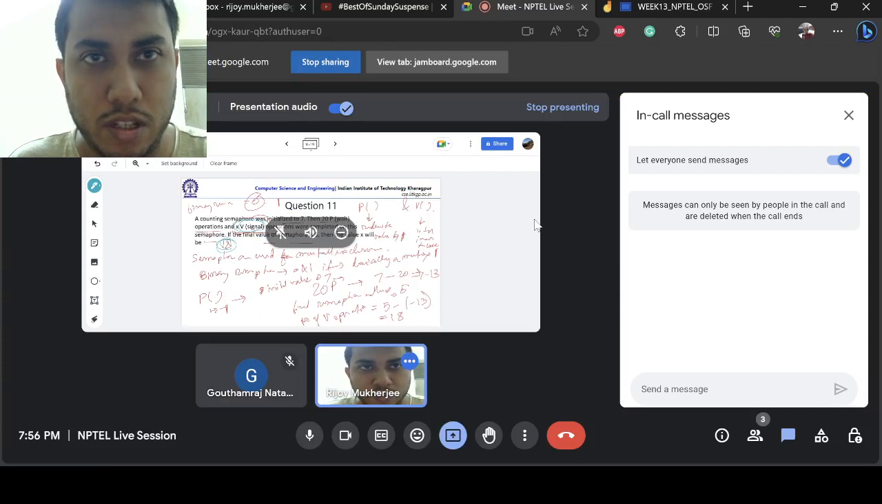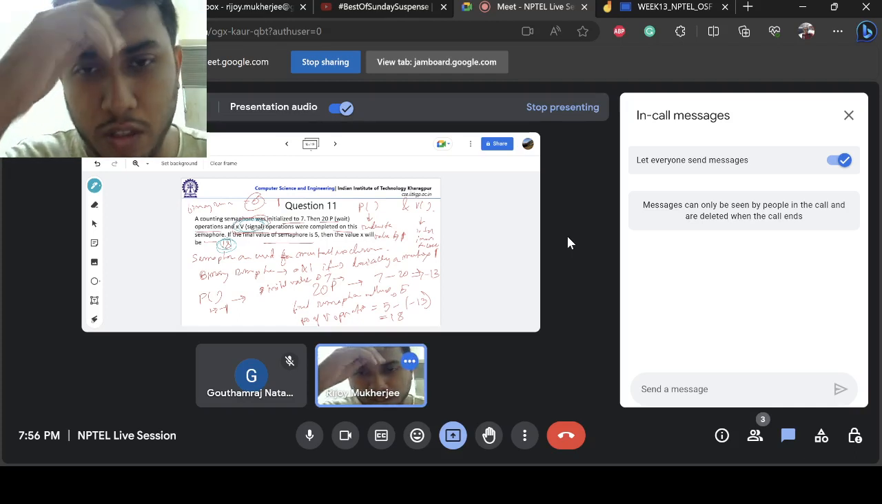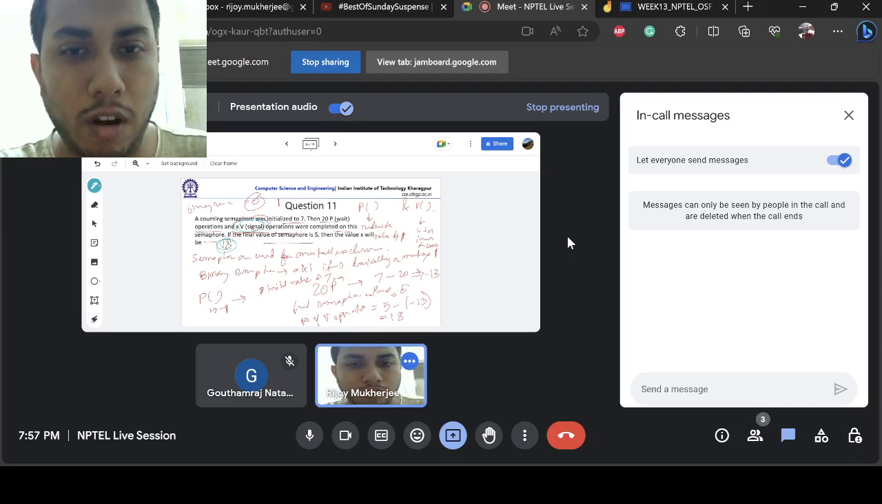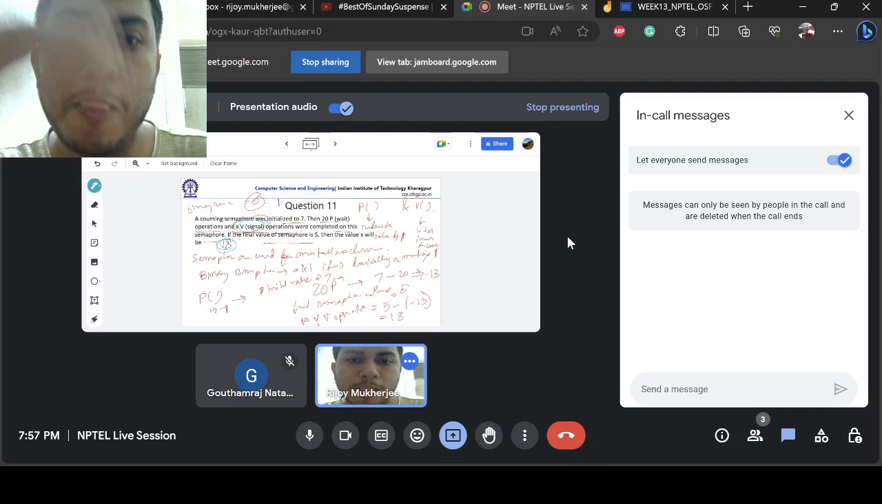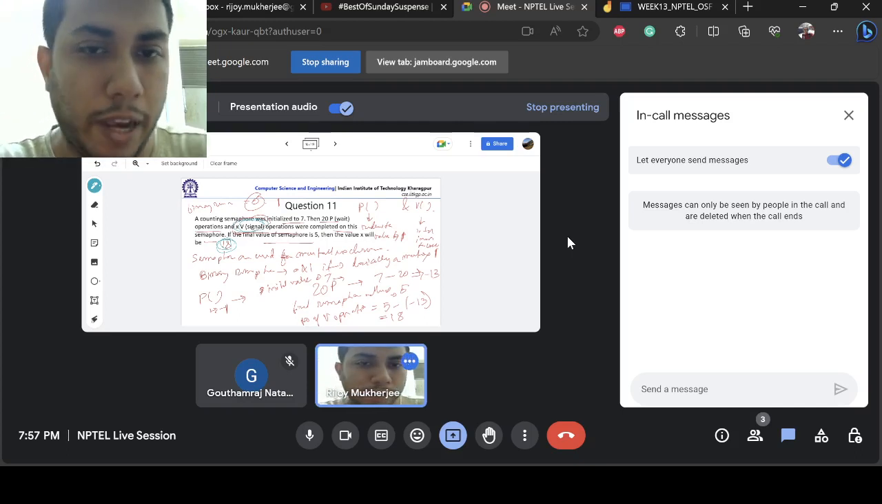So now what happens? In this case, the counting semaphore was initially initialized to 7. We are doing 20 P operations, that is 20 times we are decreasing the value of the semaphore from 7, and then we are doing x V operations, that is x times we are increasing the value. And the final value of the count comes out to be 5.